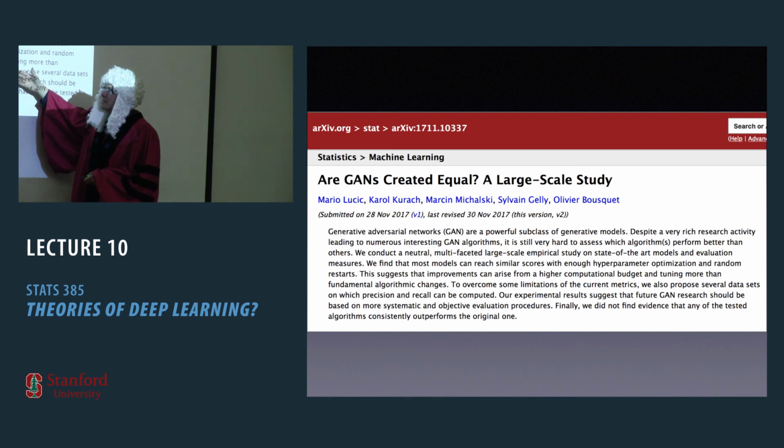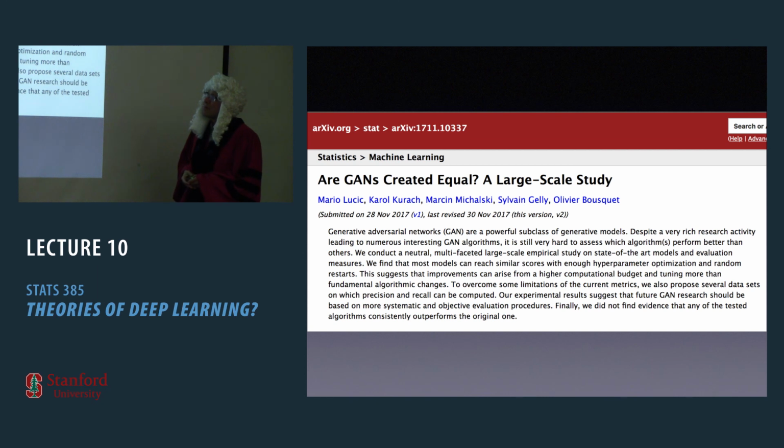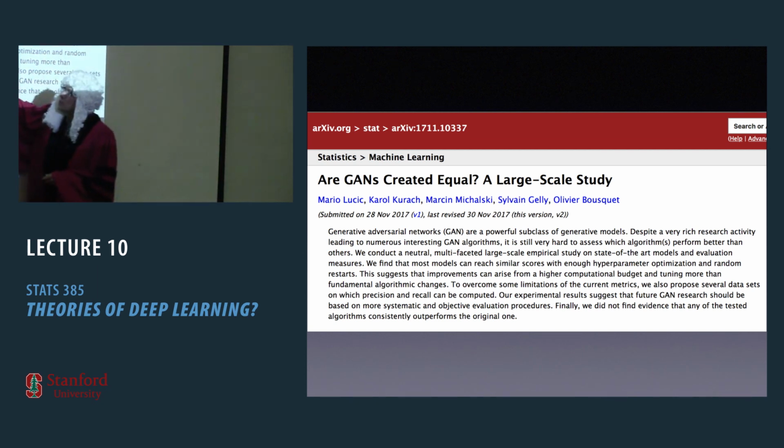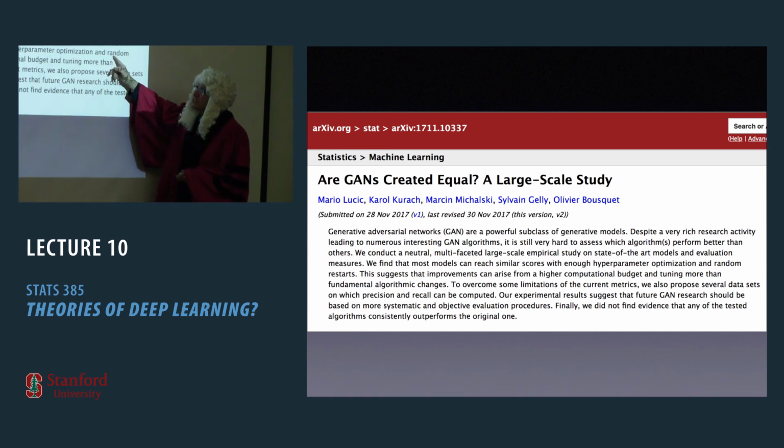What they did here is they considered many GAN algorithms, and they tried across many data sets, and they concluded that most models can reach similar scores with enough hyperparameter optimization and random restarts. This suggests that improvements arise from a higher computational budget and tuning more than from fundamental algorithmic changes. Finally, we did not find evidence that any of the tested algorithms consistently outperforms the original one.